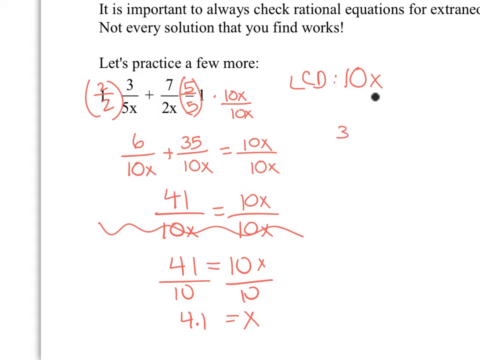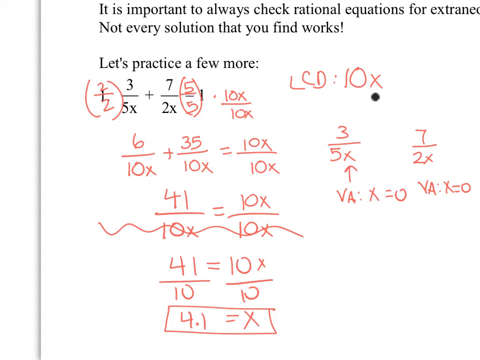Go back to your first one. If we were to graph this, what would be our vertical asymptote? X equals 0. If we were to look at the other one, 7 over 2x, what would be our vertical asymptote? X equals 0. Those would be the only breaks in our domain, the only values where either one of those are undefined. 4.1 is not 0, so this will work, okay? And you can check it by plugging it in, okay?